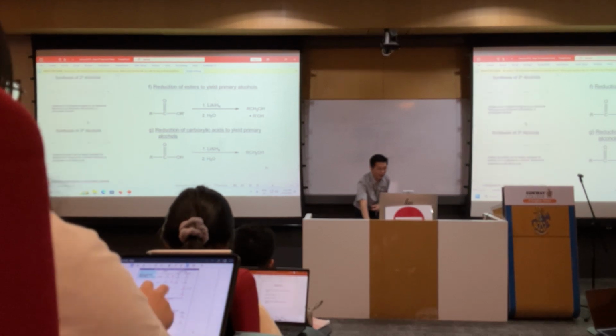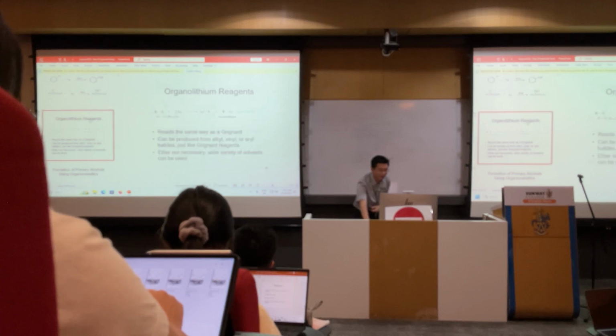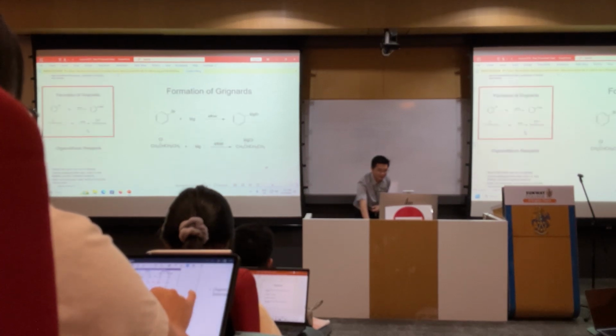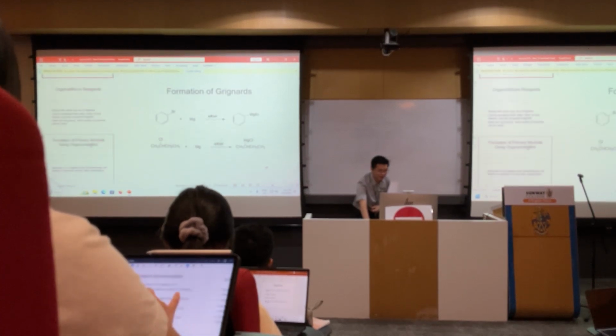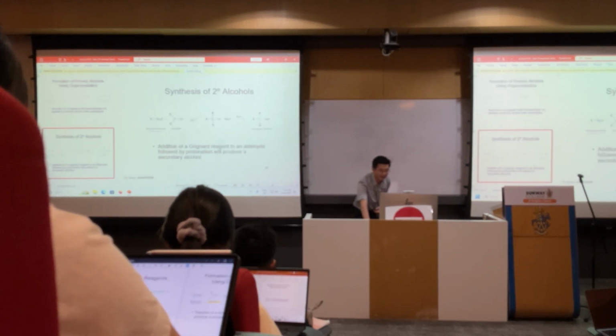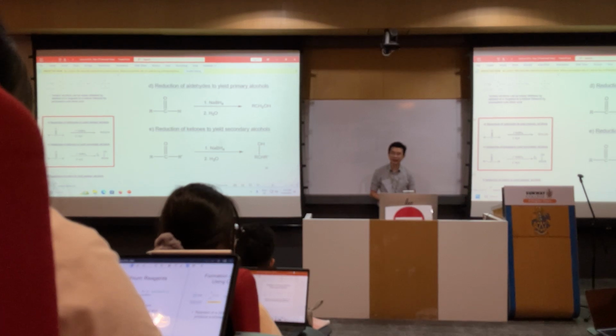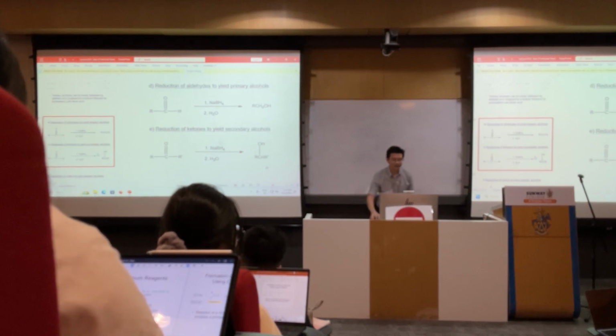Okay, we have a few reactions that involve alcohol. For example, formation of Grignard reagent. Okay, this is to synthesize primary, secondary and tertiary alcohol. And also we can obtain alcohol from the reduction of aldehyde, using sodium borohydride or lithium aluminum hydride.